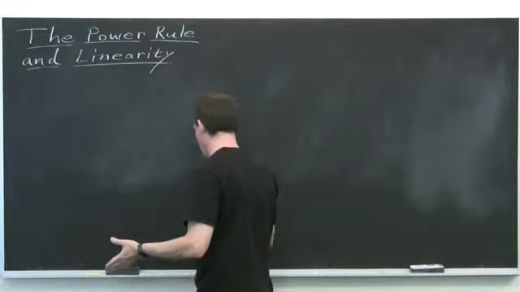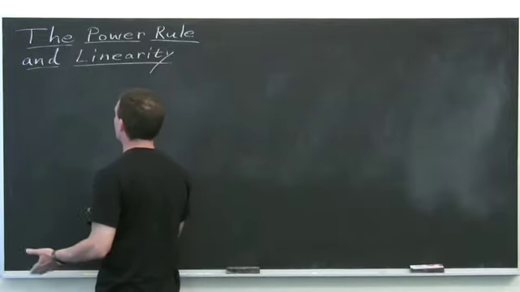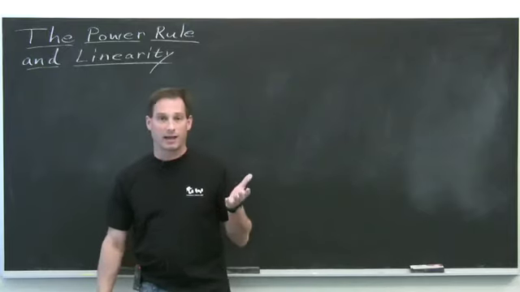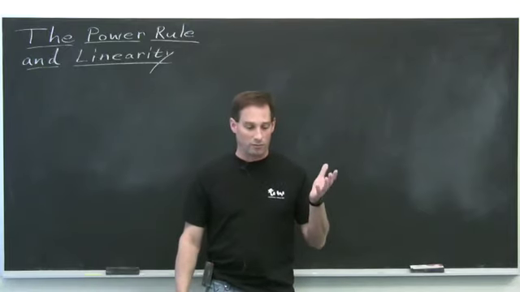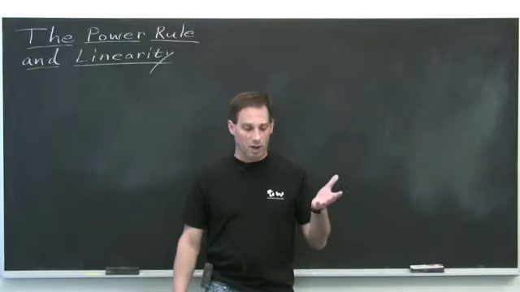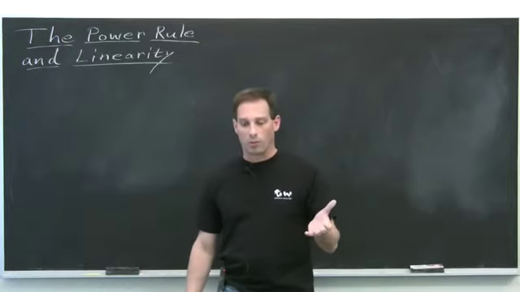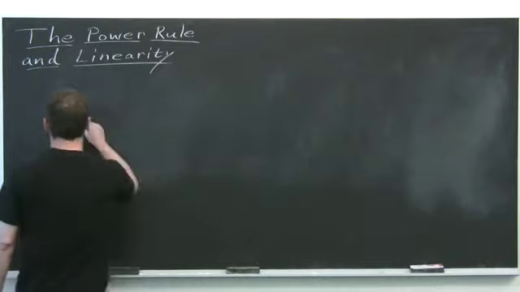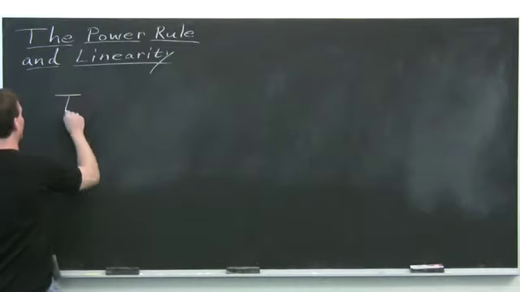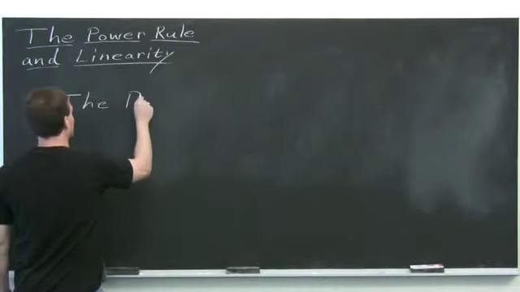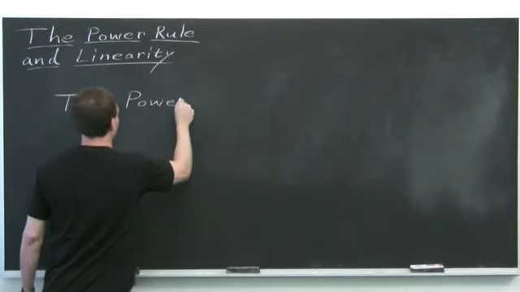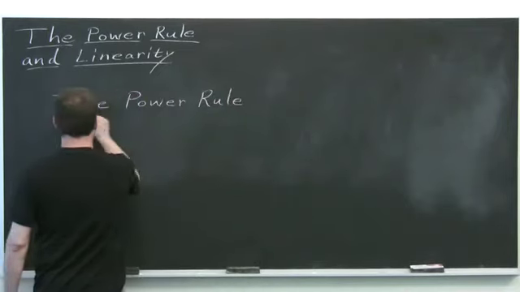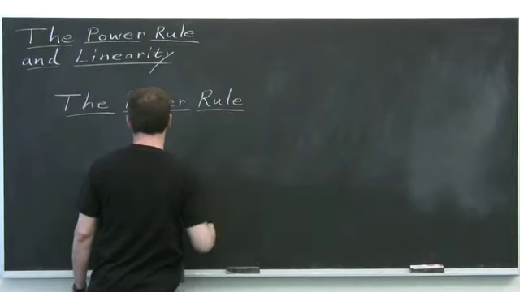So the first class of functions, in fact, that we would like to have a rule for the derivative of are powers of x, where the power is a positive integer. So we want the power rule. It's not called the power rule because it's so powerful, although it is powerful. It's called the power rule because it deals with the function x raised to powers.